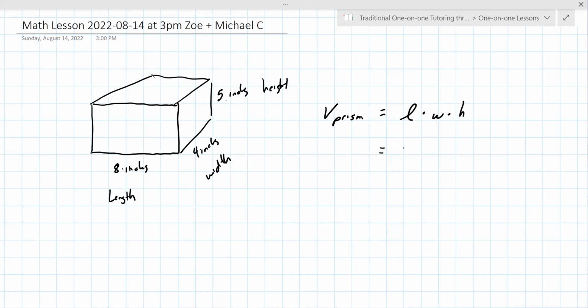Is this something that you have seen before? Okay, so we're going to just multiply the numbers together. Can you multiply those 3 numbers together for me? 8 times 4, times 5.